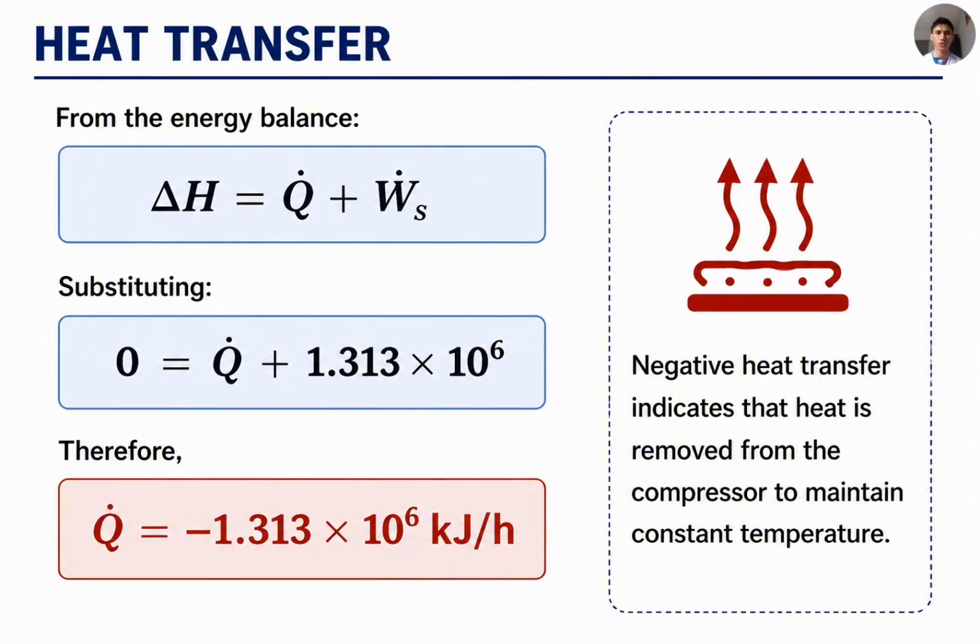The calculated heat transfer is negative 1.313 times 10 to the power of 6 kilojoules per hour. And the negative sign means that the heat is removed from the compressor during compression. This helps maintain the gas at a constant temperature throughout the process.